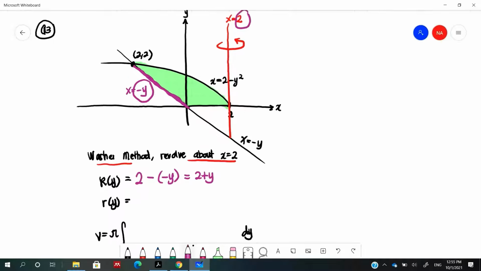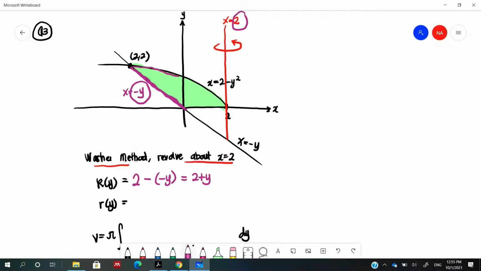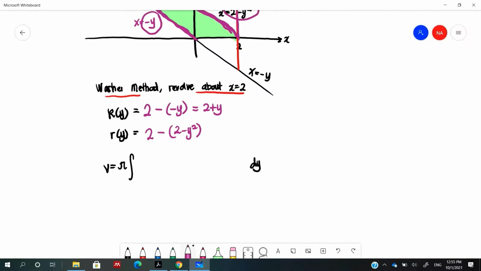Now we should find the inner radius. The inner radius is this part here. The inner radius is given by x equals 2 minus y squared, but we should write the axis of rotation minus that one: 2 minus (2 minus y squared). Simplifying this, 2 minus 2 plus y squared, this one should be y squared.